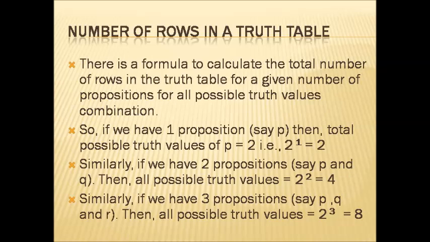If the number of propositions of a truth table is n, then we can say 2 raised to n values will be there on the truth table. Okay.